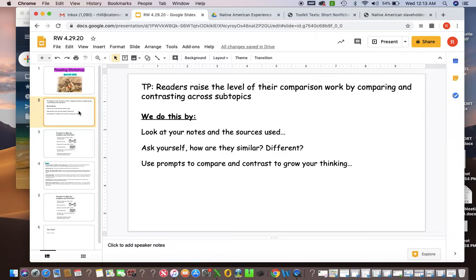Readers raise the level of their comparison work by comparing and contrasting across subtopics. We do this by looking at your notes and the sources used. Ask yourself, how were they similar? How are they different? Use prompts to compare and contrast to grow your thinking.